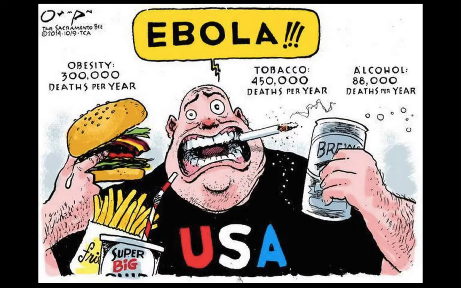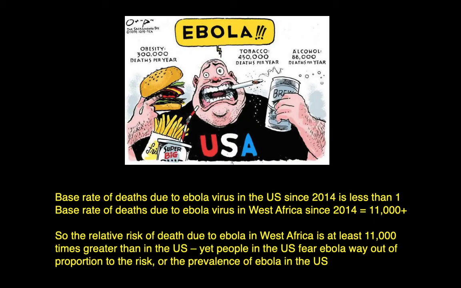When Ebola virus emerged, hemorrhagic fever, people were very fearful of it here in the United States. But the base rate of deaths due to Ebola virus in the United States since 2014 is less than 1. Now the base rate of deaths due to Ebola virus in West Africa since 2014 is greater than 11,000. So, the relative risk of death due to Ebola in West Africa is at least 11,000 times greater than in the U.S. Yet, people in the U.S. fear Ebola way out of proportion to the risk or the prevalence of Ebola in the U.S.